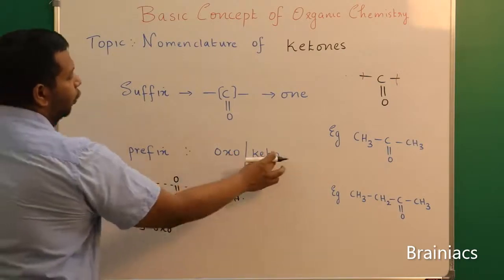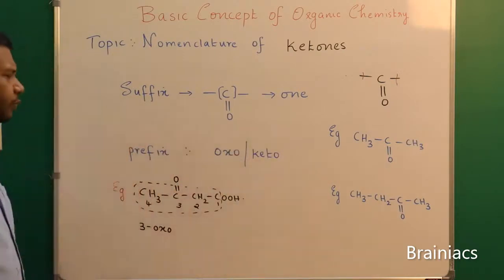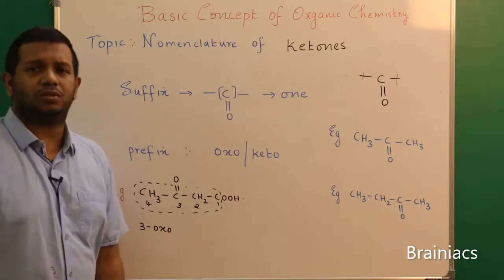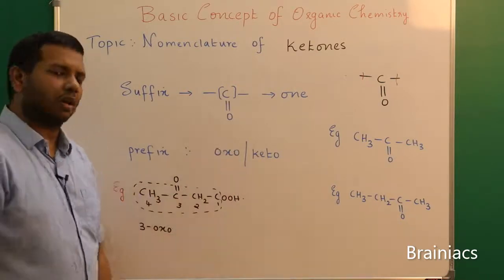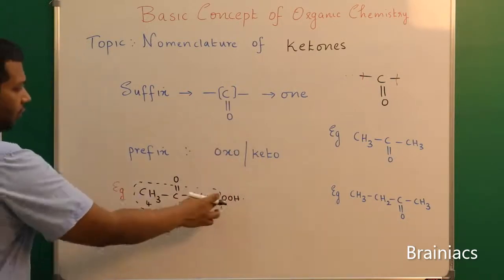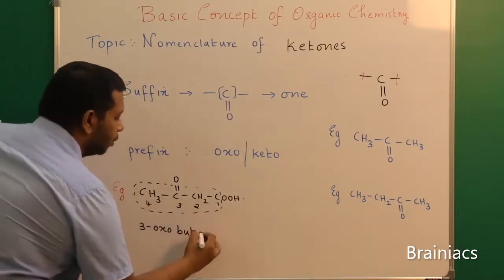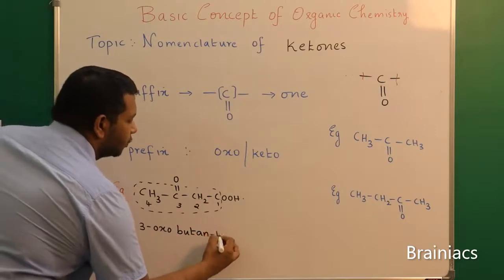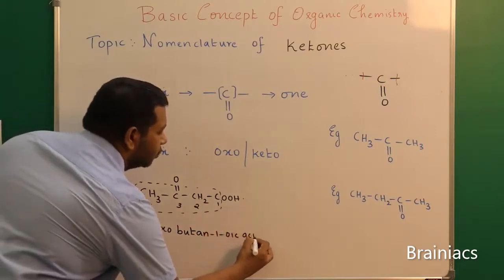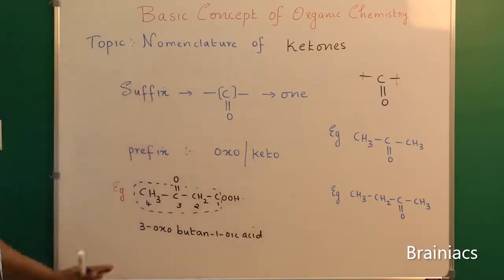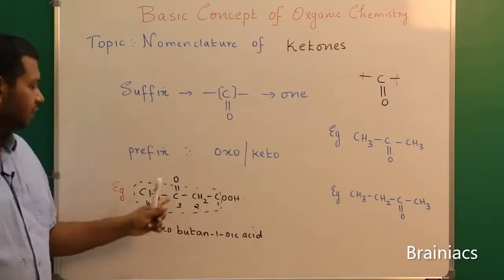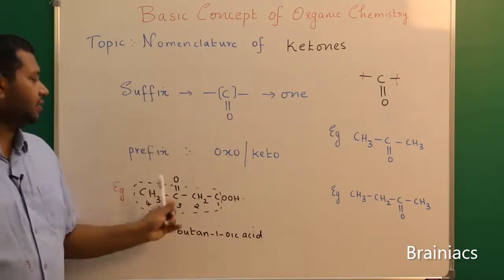Either I can use oxo or keto. Both are correct, but in the majority of questions I could see oxo is being used, or sometimes keto. Both are correct. So 3-oxo. The word root is four carbon atoms, which means but. All are linked with a single bond, so butane. Then the first position, oic acid. So this should be the name: 3-oxobutan-1-oic acid. Understood? So this is the case where C double bond O behaves like a substituent.